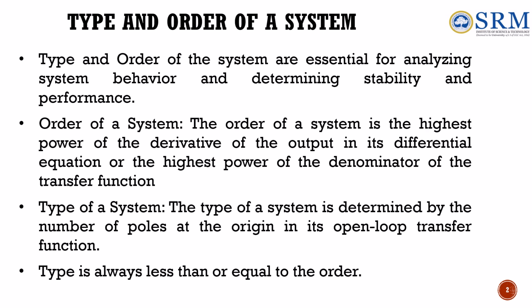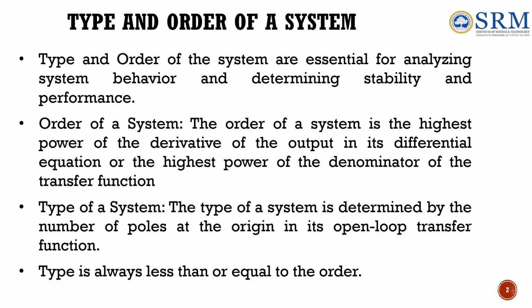The order and type of a system are very important to understand how the system behaves and how stable it is. The order of a system is basically the highest power of s in the denominator of the transfer function, or the highest derivative in the differential equation that describes the system. This tells us how complex the system is.